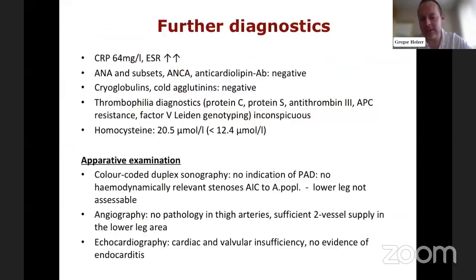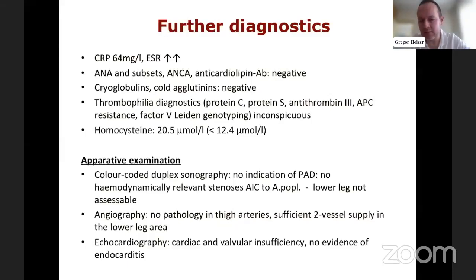Of course, this was not the only thing we did. We did a thorough checkup. The C-reactive protein was elevated, as was the erythrocyte sedimentation rate, ESR. ANA and subsets and ANCAs were all negative. The thrombophilia diagnostics were also inconspicuous. The only thing we found was an elevated homocysteine.